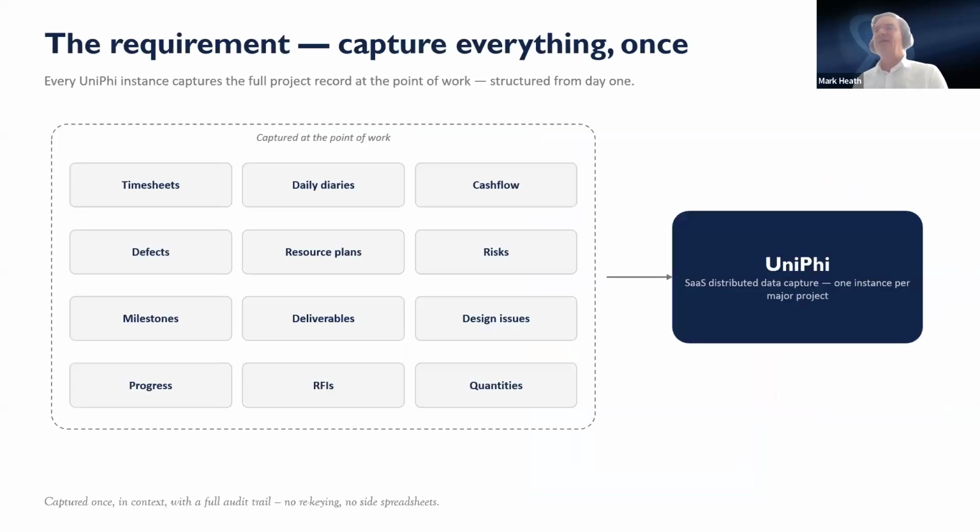So if I go into the next couple of slides, this is the breadth of information possible. We've got not just effort, not just milestones, not just progress, but we've got RFIs, we've got design issues, we've got daily diaries, we've got defects. All of those things have photos, and they have associated people and contractors and clients that all add up to a mix of information you can start to analyze. And all of that is distributed into the UniPhi platform. As it says here, captured at the point of work.